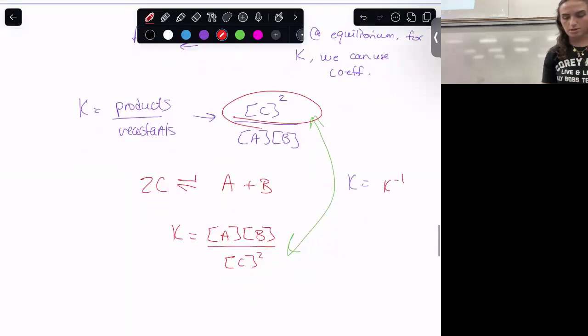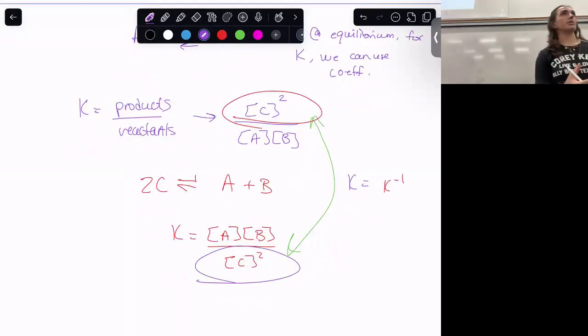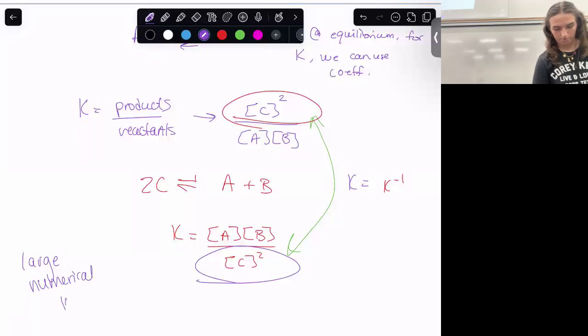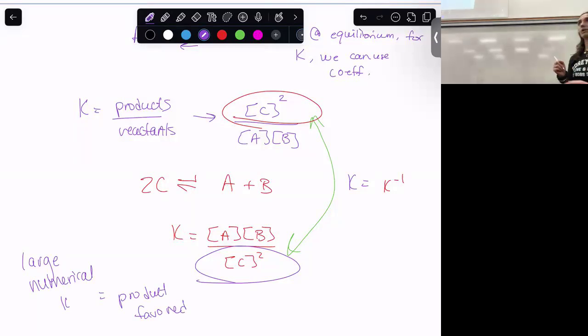If we have a very small K, that means we have a very large denominator. If we have a very large denominator, that makes our number small, right? If you think of 1/2, that's 0.5, but 1/3, where we increased our denominator, is 0.33, so we're decreasing that number. Okay, so if we have a large numerical K, we have a product favored reaction.